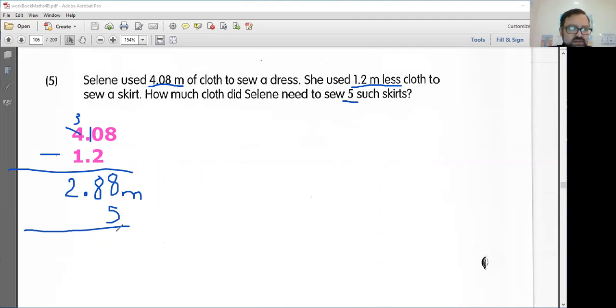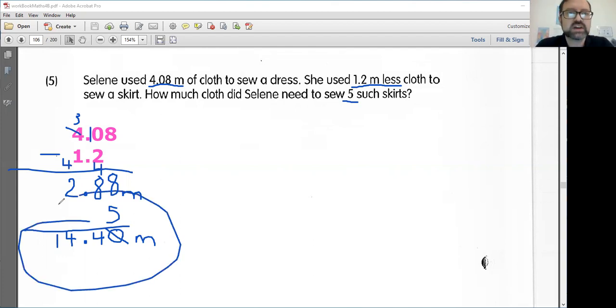8 times 5 is 40. Bring down the 0, carry the 4. And once again, 8 times 5 is 40 again, plus 4 is 44. Carry the 4, we have 2 times 5 is 10. We should have 14.40 meters, all right? And also, if you want to leave this 0 off of your answer, that's fine, it won't affect it at all. So how much cloth did Celine need to sew 5 such skirts? She needed 14.4 meters. All right, let's make sure that all of our math is correct here.